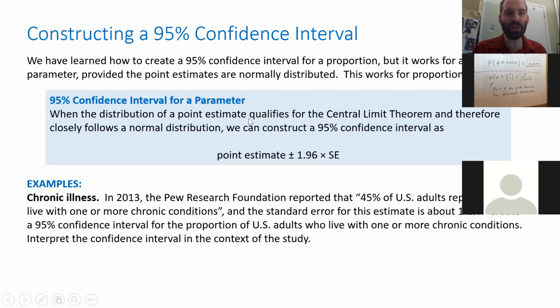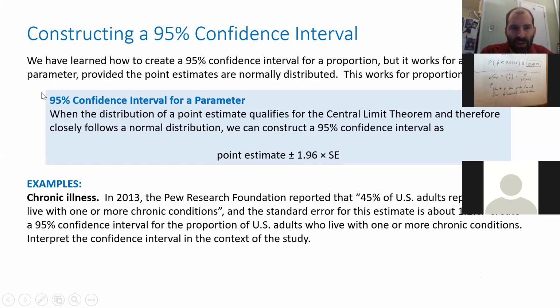Okay, so we've learned how to create a 95% confidence interval for a proportion. But it works for any parameter, even means and sums and things like this. It's not just proportions. And so some of the videos you watch in that section in My Open Math, you'll see they talk about the sample mean. It works the same way, exactly the same formula. I only have you do proportions though.